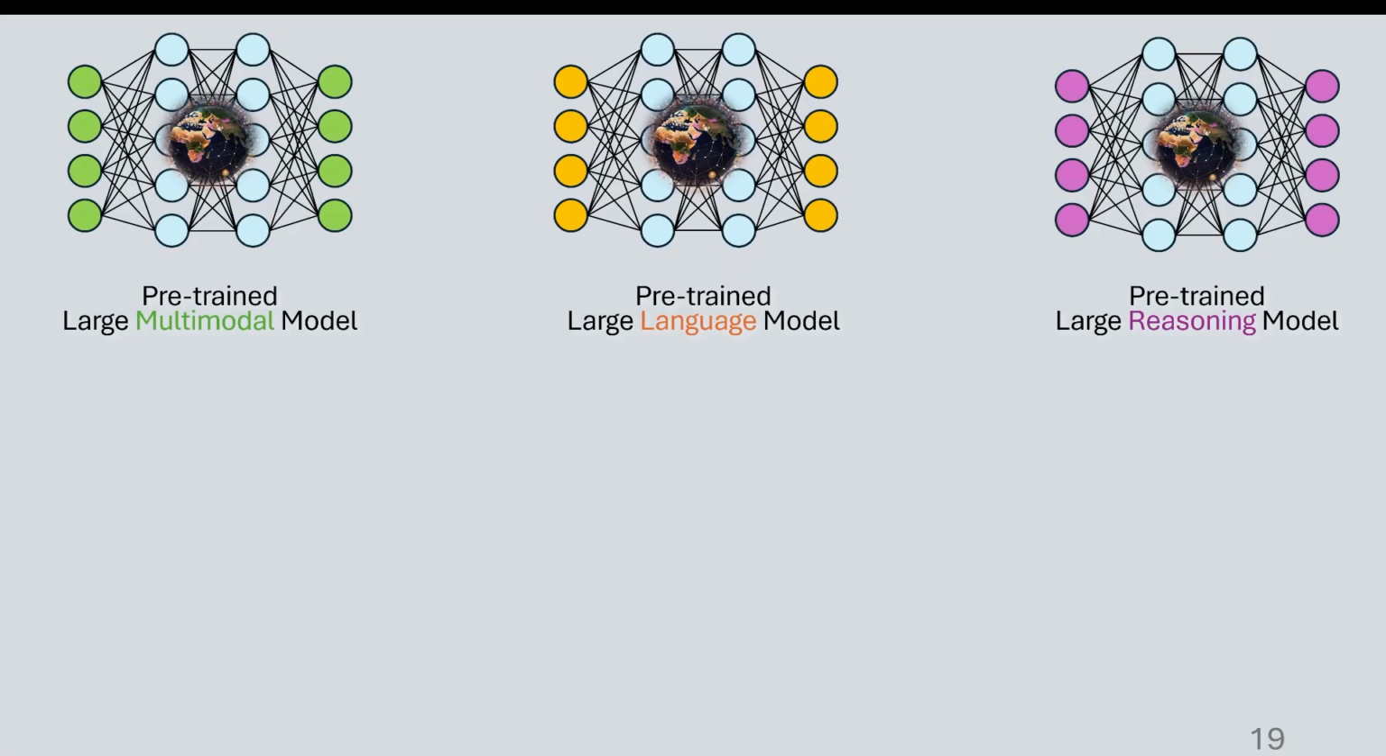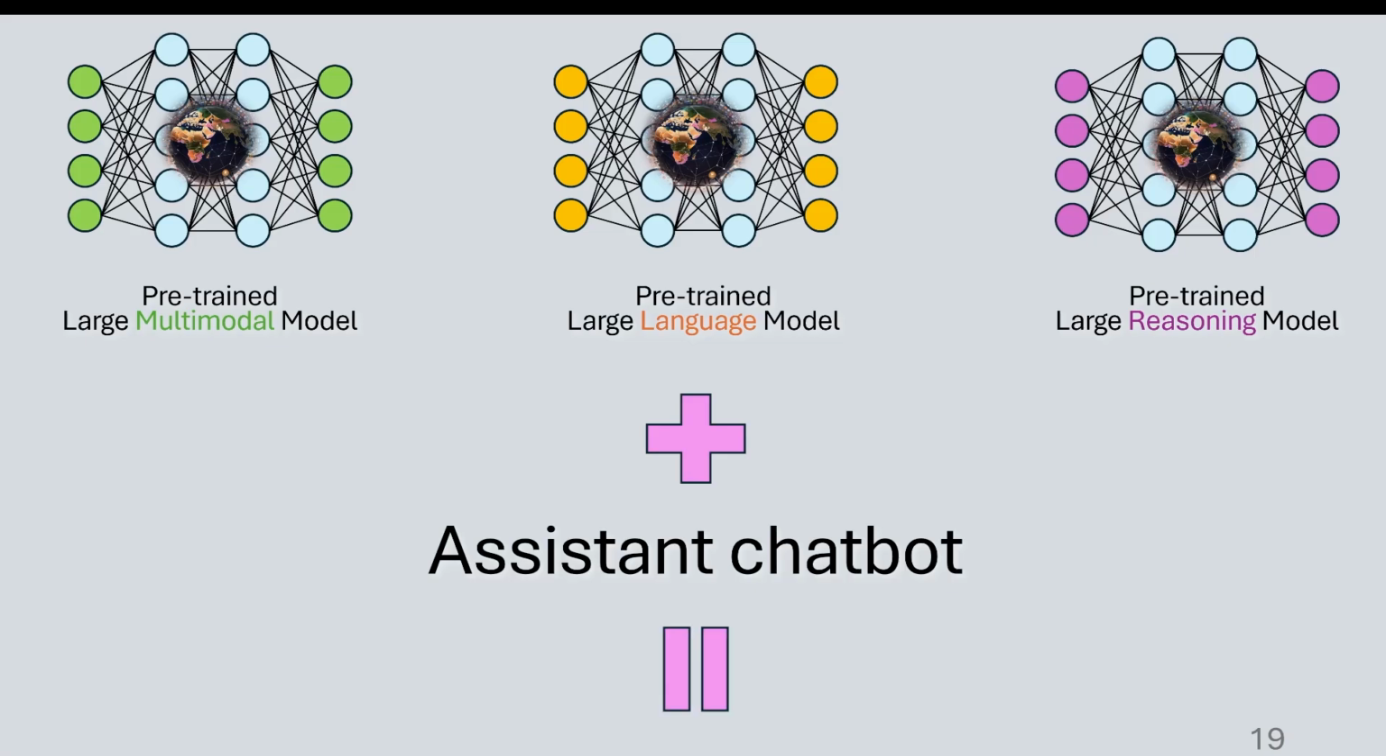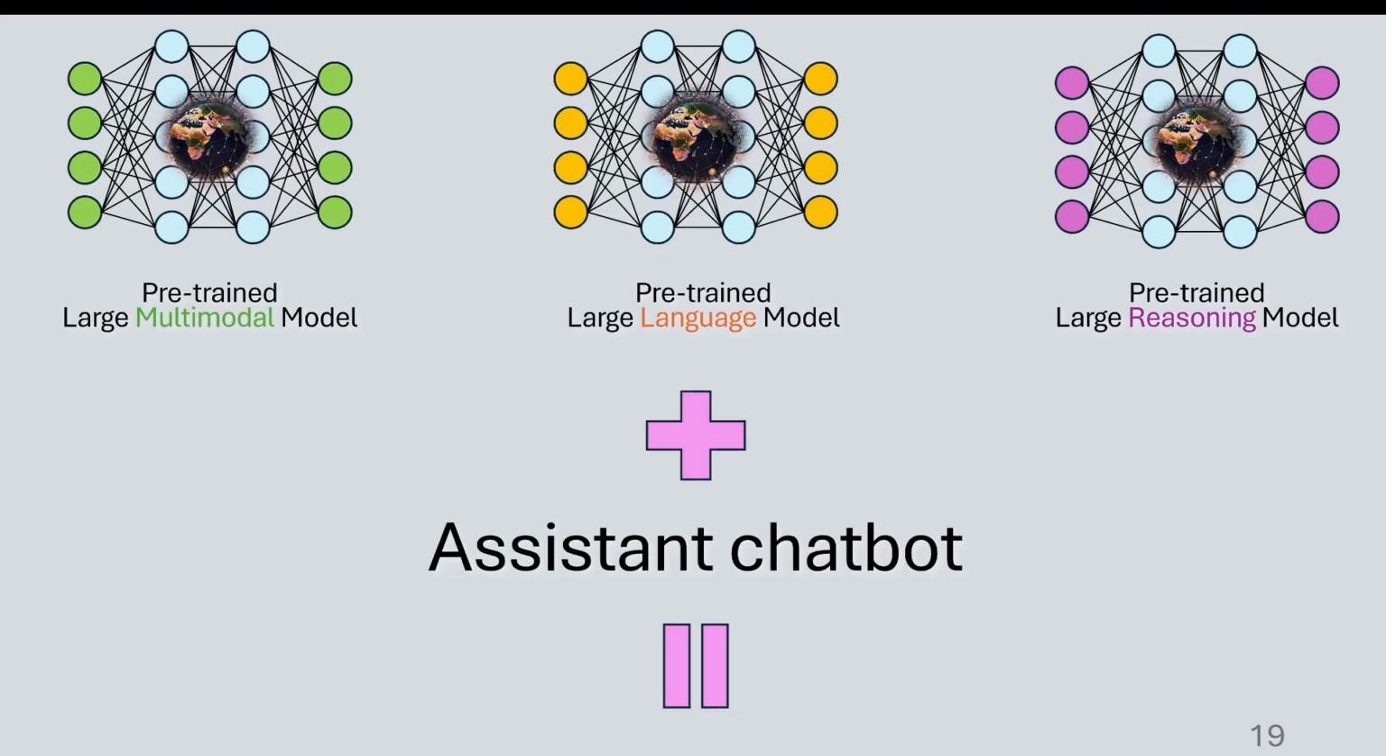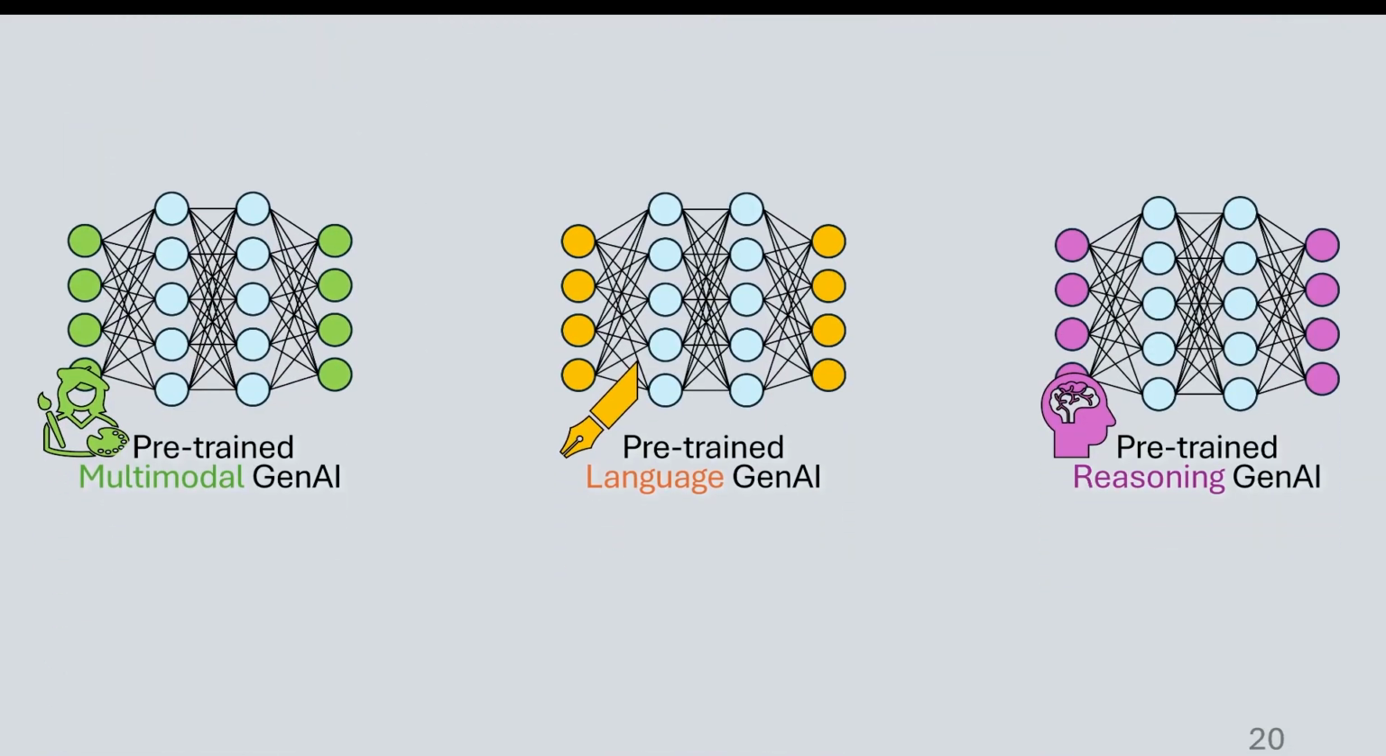So when we actually get to use them, there is something called an assistant chatbot that adds on to it. The assistant chatbot will access the information in the language model so that we can communicate with them. With the assistant chatbot added to it, now we get the GenAI. So it is really the GenAI that we actually operate with, not the large language model. All right, so we have these pre-trained GenAI, multimodal language and reasoning.